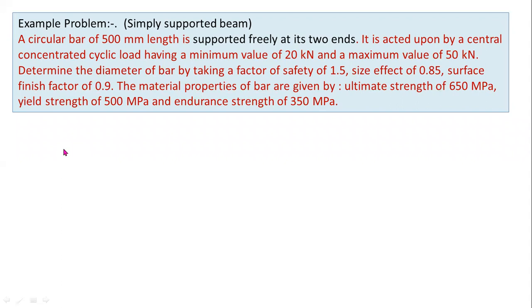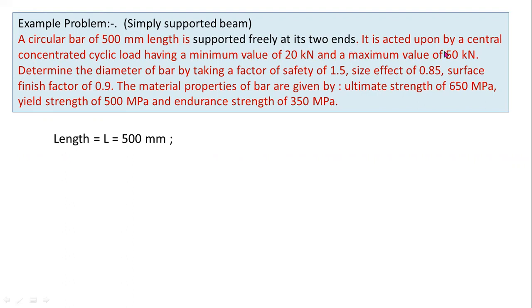Now, from the question, first you have to draw a diagram, and after that you have to identify the given values. So here from the question, the length of the simply supported beam L equal to 500 mm. It is supported freely at its two ends, which means a simply supported beam.